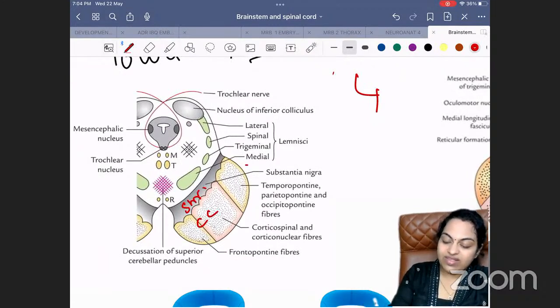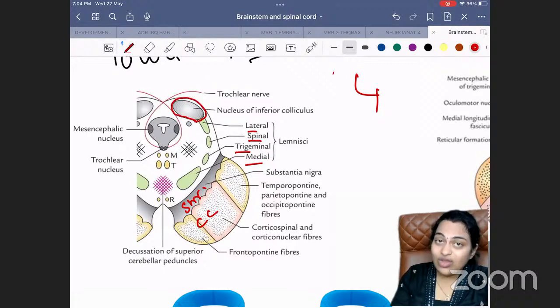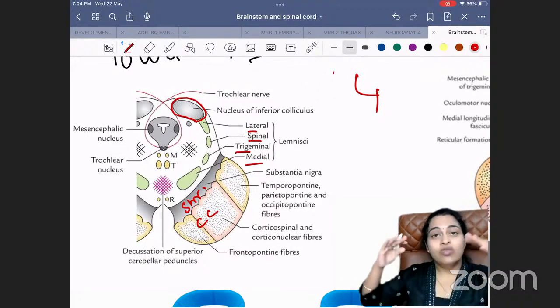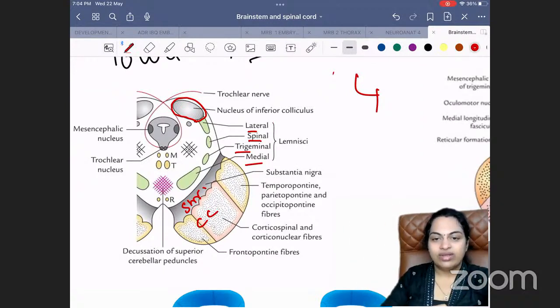You see the lemniscus: medial, trigeminal, spinal, and lateral lemniscus. Lateral lemniscus will end at the inferior colliculus. Lateral lemniscus and inferior colliculus are components of the auditory pathway. So lateral lemniscus you will not see in the upper midbrain at the superior collicular level.